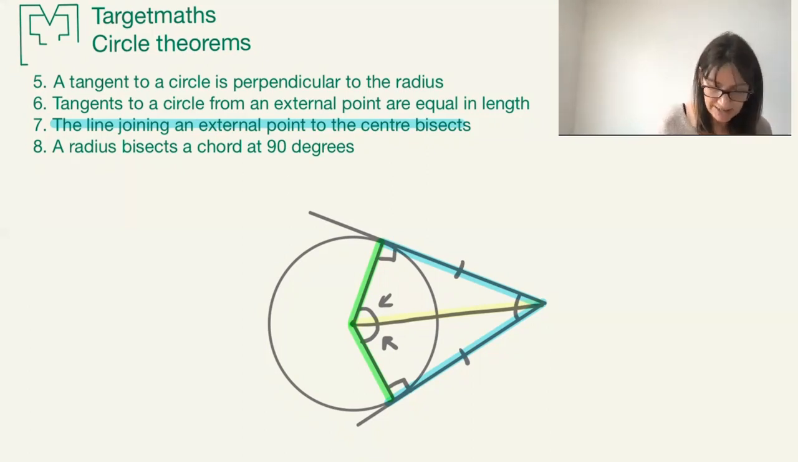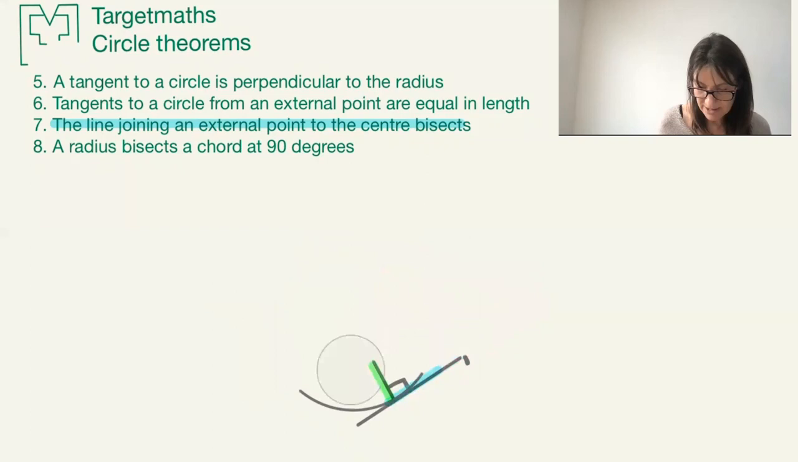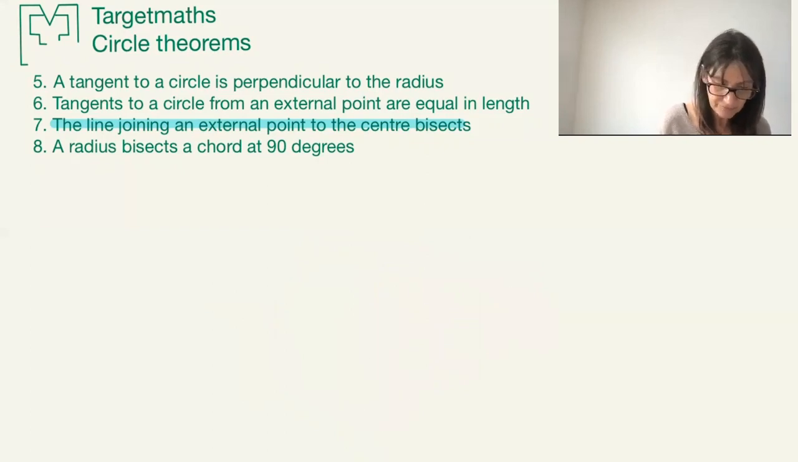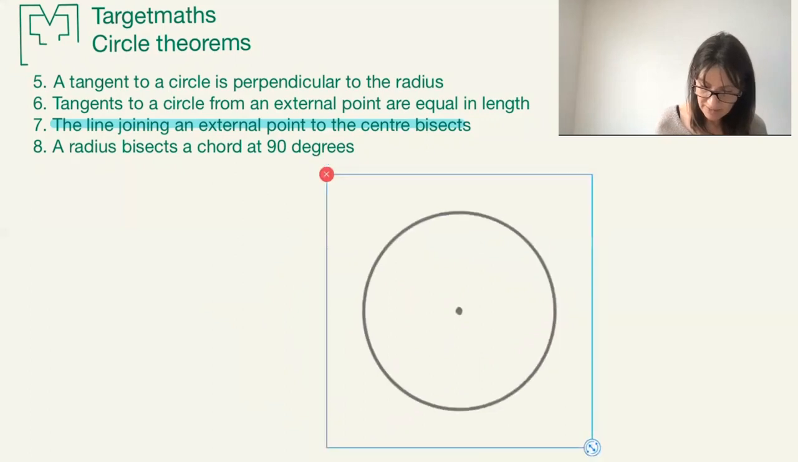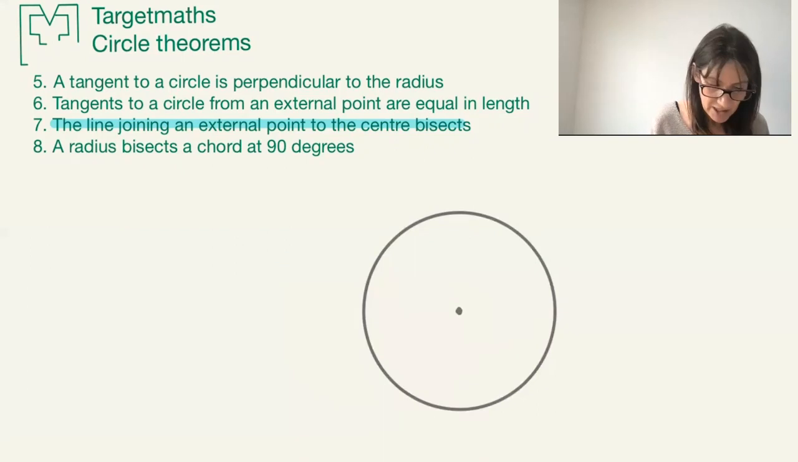The last one stands alone. It doesn't link necessarily. There we go. A radius, let's highlight it. A radius bisects a chord at 90 degrees.